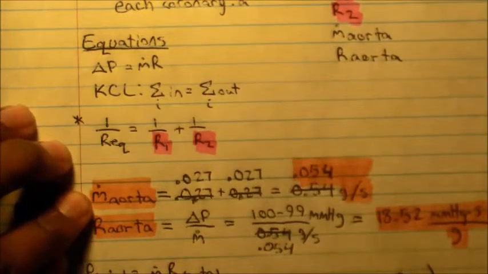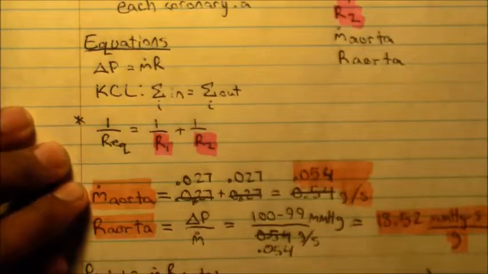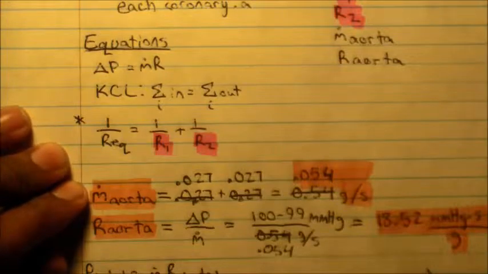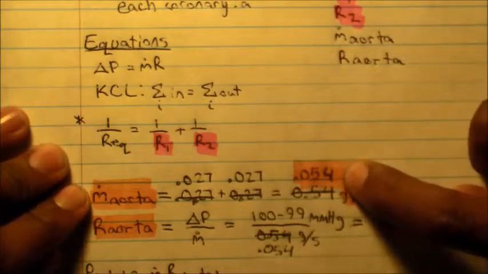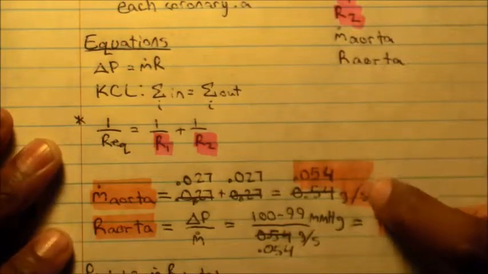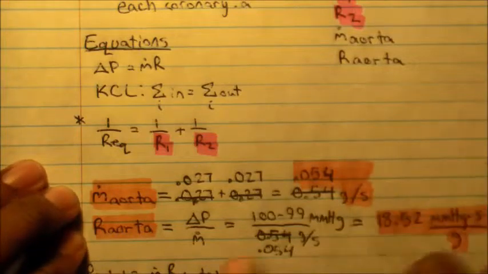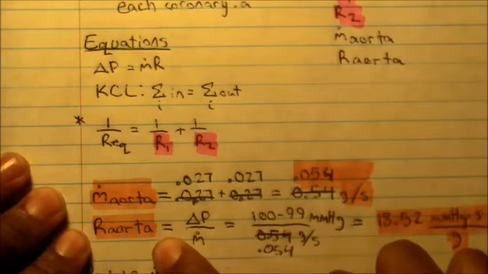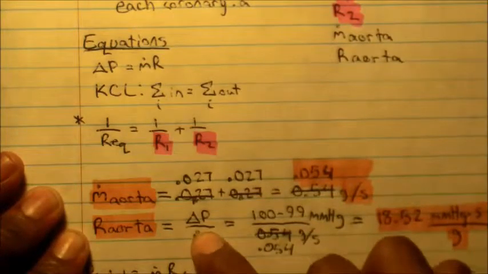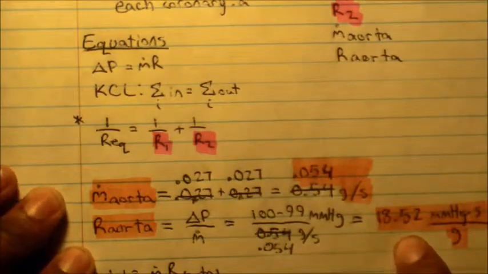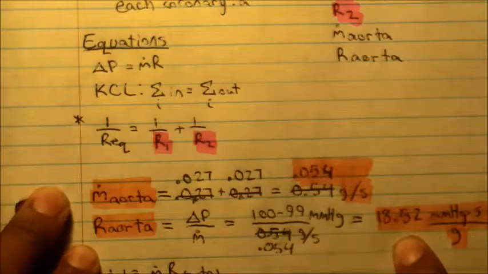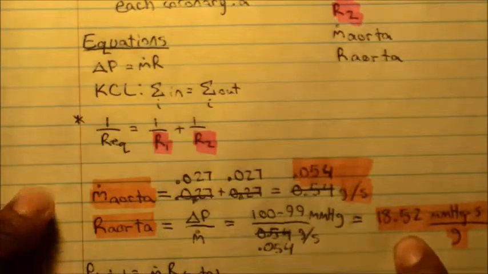So just like in the first part, we solve for the mass flow rate through the aorta first. We do that by adding up the mass flow rates through each coronary artery, and we get that the mass flow rate through the aorta equals 0.054 grams per second. Similarly, the resistance through the aorta, which equals the change in pressure divided by the mass flow rate, equals 18.52 millimeters mercury times seconds divided by grams.